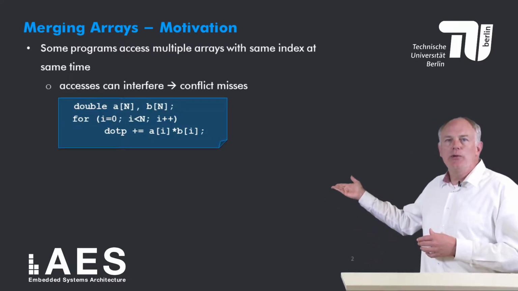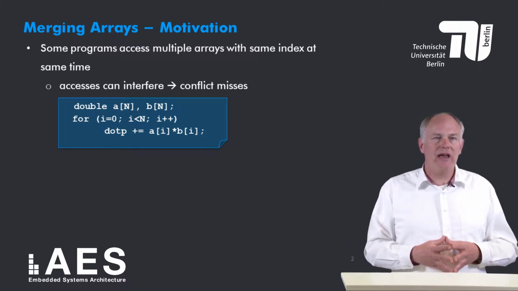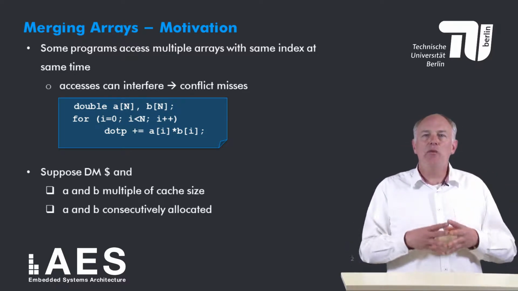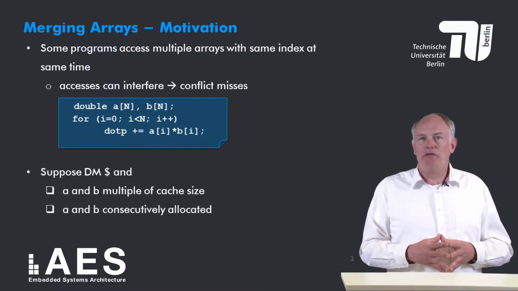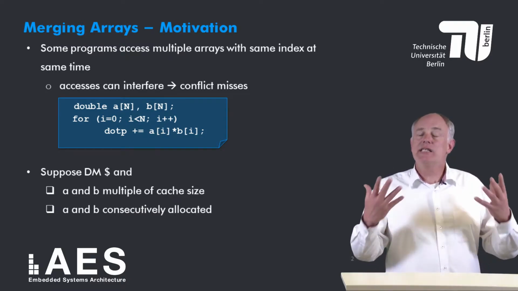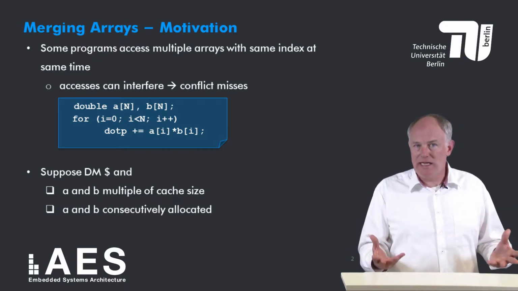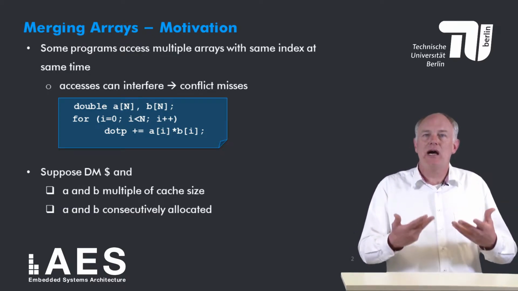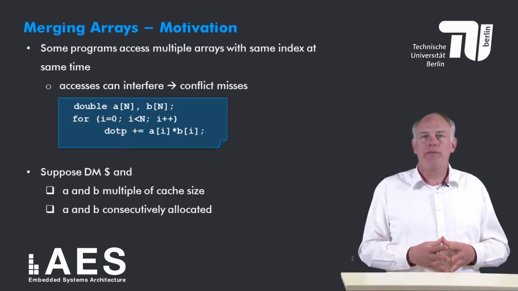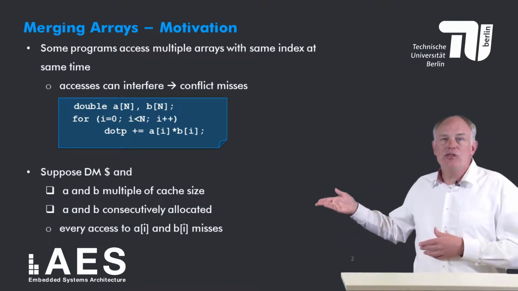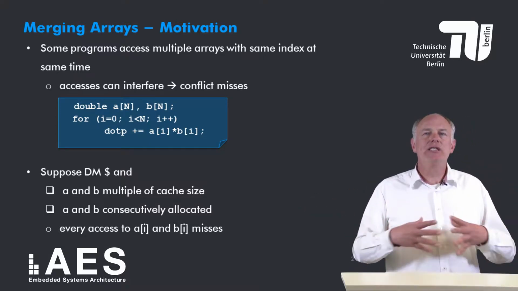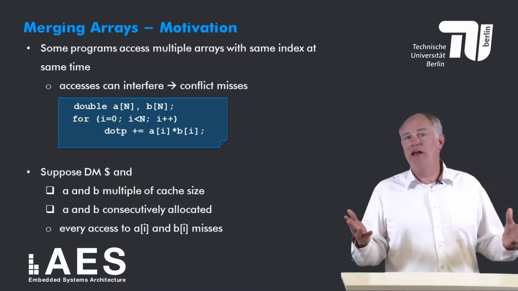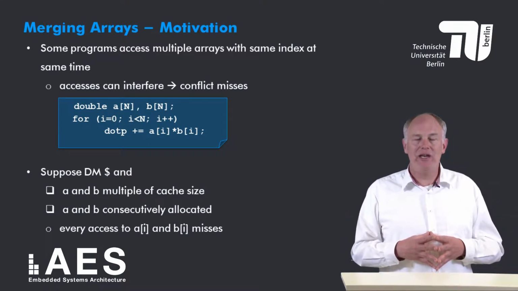Here's an example, computing the dot product of two vectors a and b. Suppose now that we have a direct map cache, that the size of a and b is a multiple of the cache size, and that a and b are consecutively allocated. This is not uncommon since the cache size is always a power of 2, and arrays whose size is a power of 2 are also very common. Then every access to a[i] and b[i] will result in a cache miss. So spatial locality is not exploited at all. You don't believe me? Well, let me explain it on the next slide.